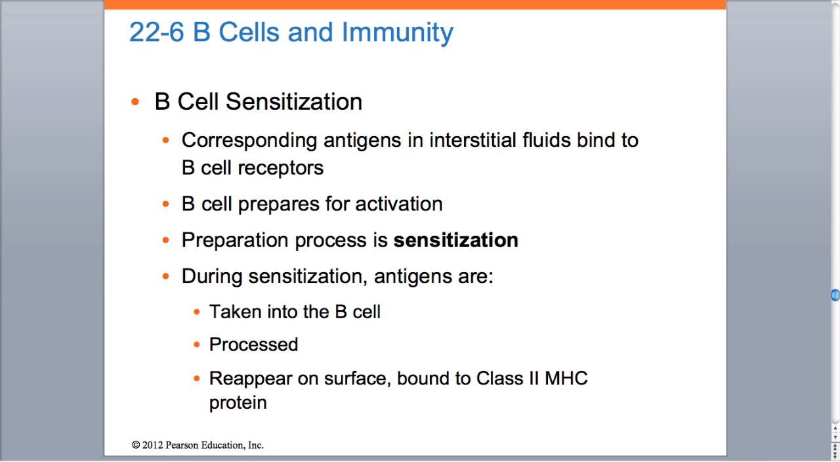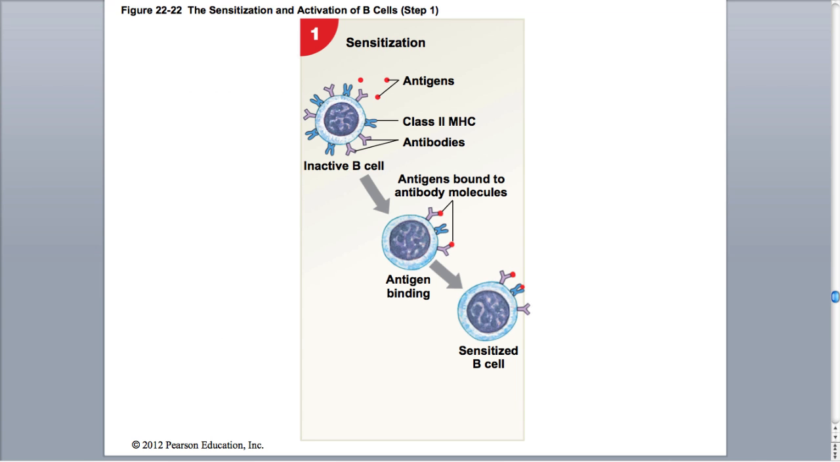Okay. Now, since I don't like to have you write a lot of slides, I'd rather have you study the pictures that go with them. So this slide is important, but the picture is better. And here's the picture version of it on page 793.